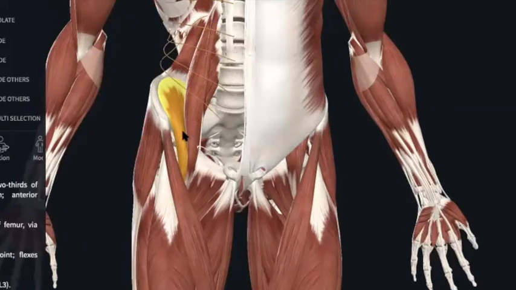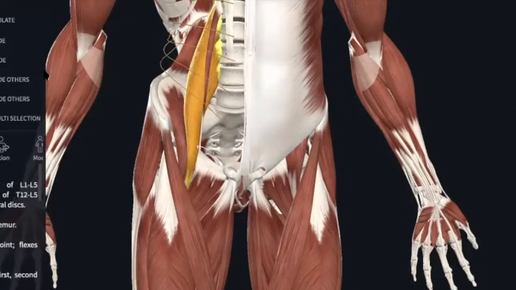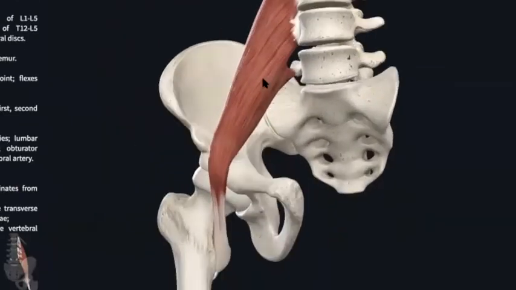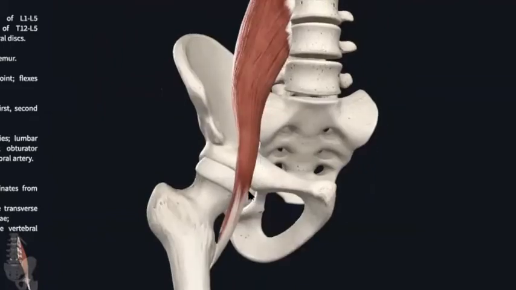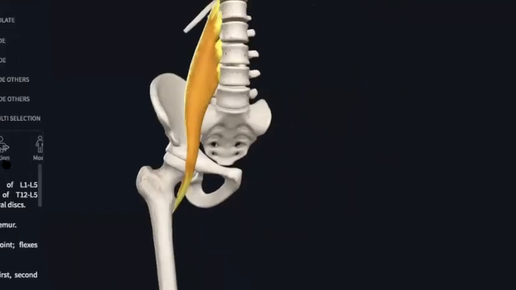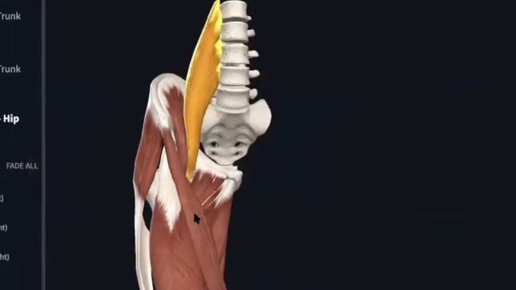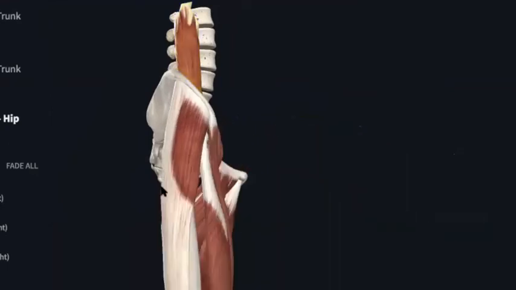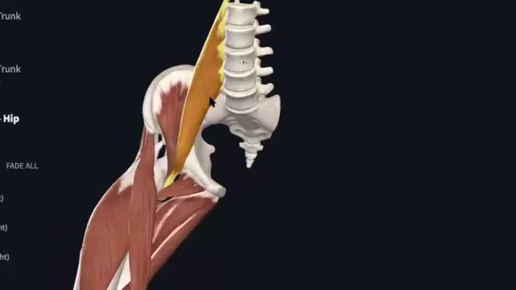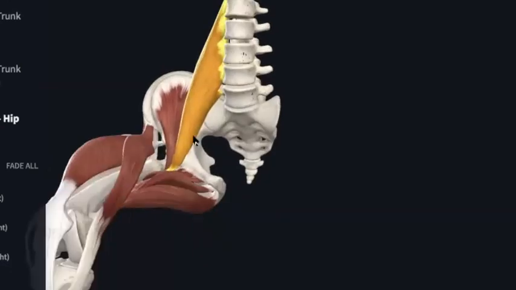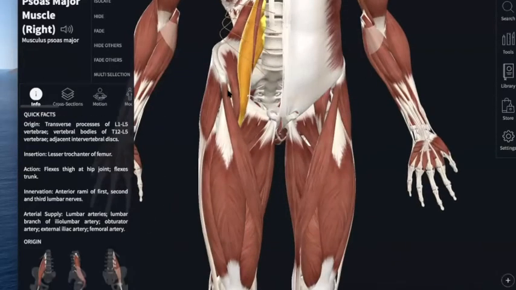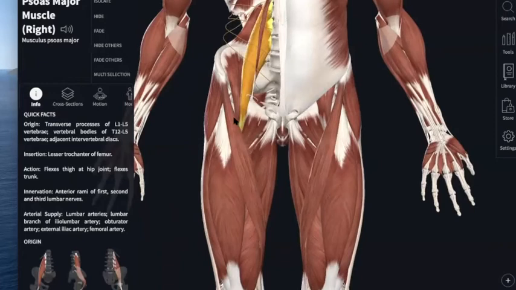They both insert onto the lesser trochanter. Over here, they're going around through this pelvic cavity to insert on the lesser trochanter right here. So when they contract, they'll be doing that hip flexion, bringing that hip forward, right? If you're a yoga person, you probably know about the psoas major. It's one of those really core muscles that are involved in good overall body strength, right? Your psoas major. So while we're on hip flexors, let's look at some of your other major hip flexors.